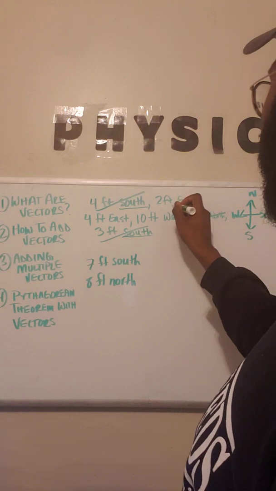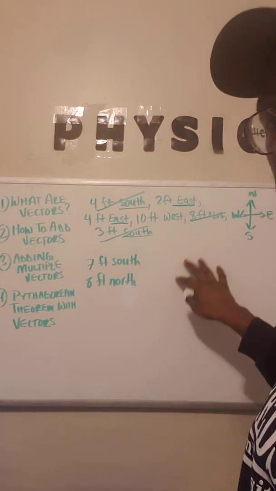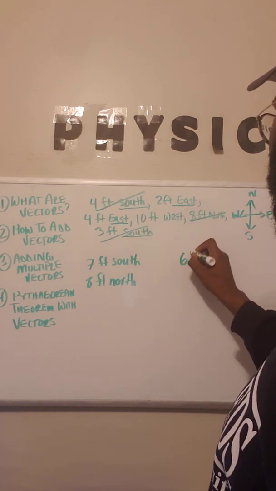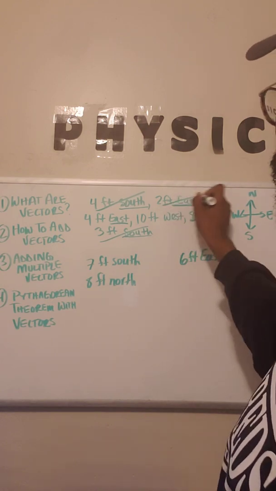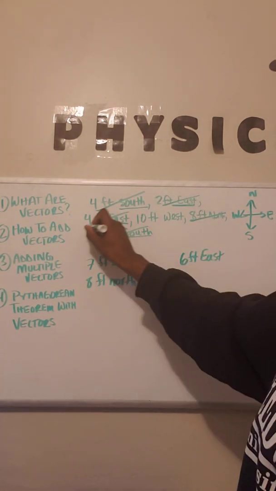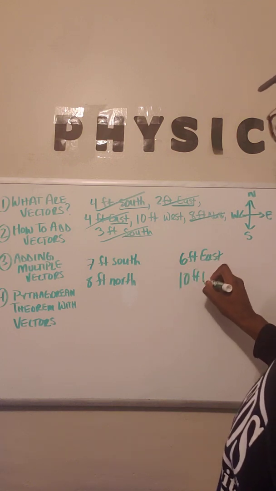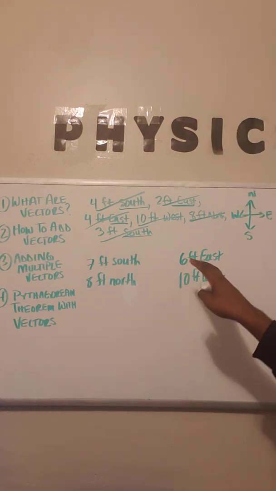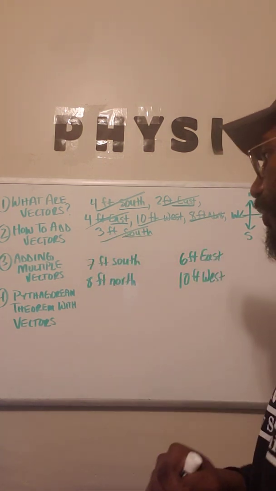Now we have 2 feet east and 4 feet east. So let me write that over here. I'm going to write the east-west plane. So 2 plus 4 feet is going to be 6 feet, and that is east. All right. And now we have 10 feet west as the last one. Again, I write 10 feet west over here because everything along the east-west plane I wrote in this section. Everything along the north-south plane I wrote over here.